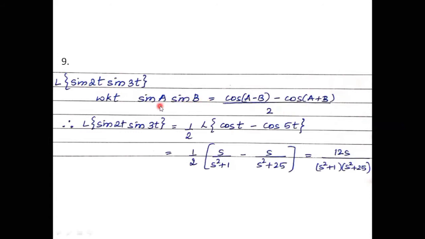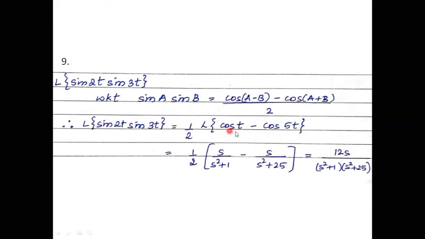So I have used that. In place of a, I'm having 2t. In place of b, I'm having 3t. So I can write this as half, I've taken that 2 outside, half of Laplace transform of cos a minus b. Cos a minus b is 2t minus 3t. That will be minus t. Cos of minus t is cos t. Okay, so cos t minus cos a plus b, is 2t plus 3t, that is cos 5t.